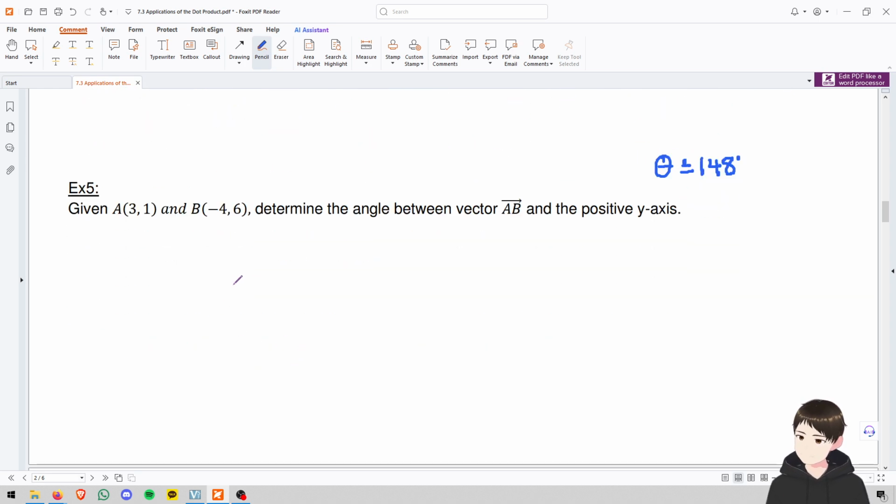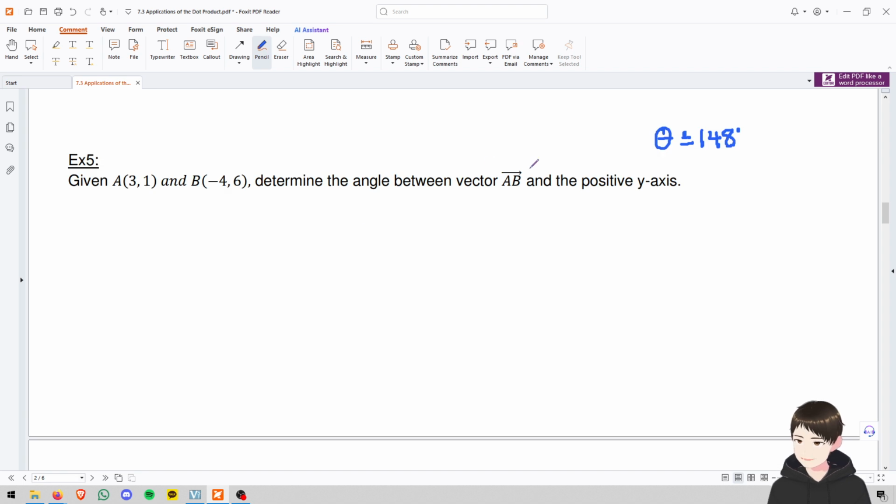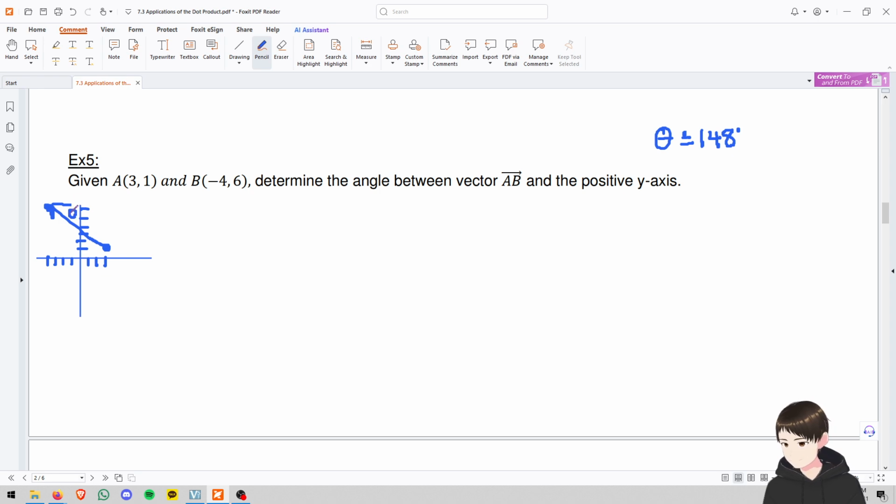Given A and B, determine the angle between vector AB and the positive y. Let me try to visualize that for you, so that you know what we're talking about. Given 3, 1 as A, and negative 4, 6, somewhere here, AB is this vector. Determine the angle between vector AB and the positive y-axis. So I want to find that angle.